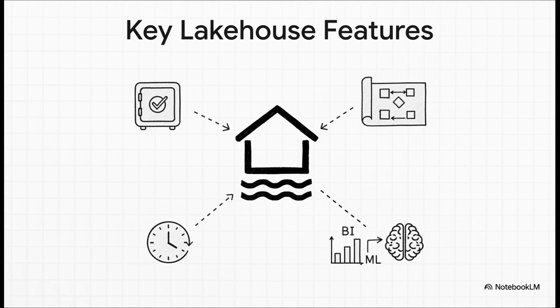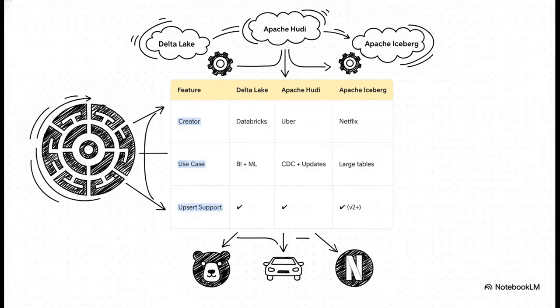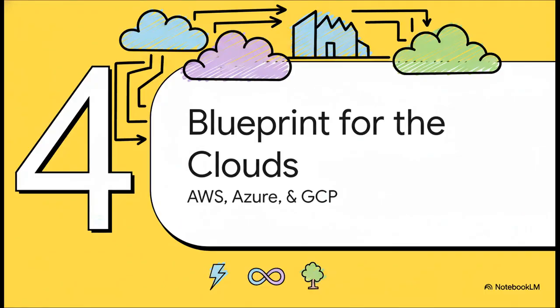No more silos. Now, this whole architecture is powered by some really amazing open-source technologies. You've probably heard these names before. You've got Delta Lake, which came from Databricks, Apache Hudi, which was originally built at Uber, and Apache Iceberg, which got its start at Netflix. And look, while they each have their own little strengths, they all provide the core features you need to build a really robust lakehouse.